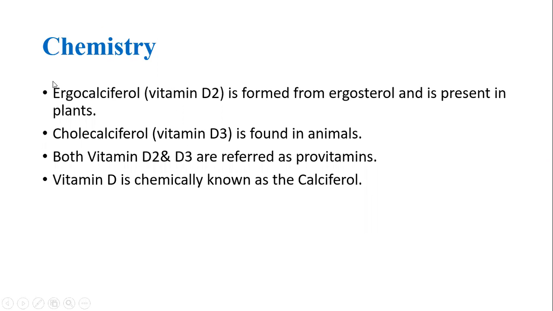Now we will discuss the chemistry of vitamin D. Vitamin D is present in both plants and animals in the provitamin form, referred to as D2 and D3 forms. In plants, the provitamin form is called vitamin D2, chemically known as ergocalciferol, and this ergocalciferol is formed from ergosterol by UV radiation. In animals, the provitamin form is vitamin D3, chemically known as cholecalciferol, while the activated form of vitamin D is known as calcitriol.